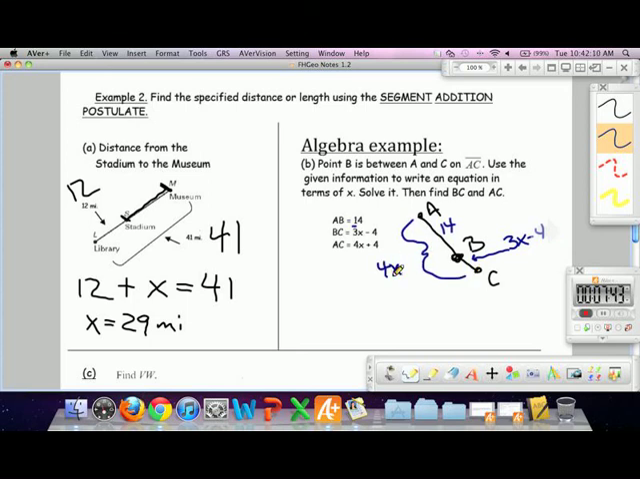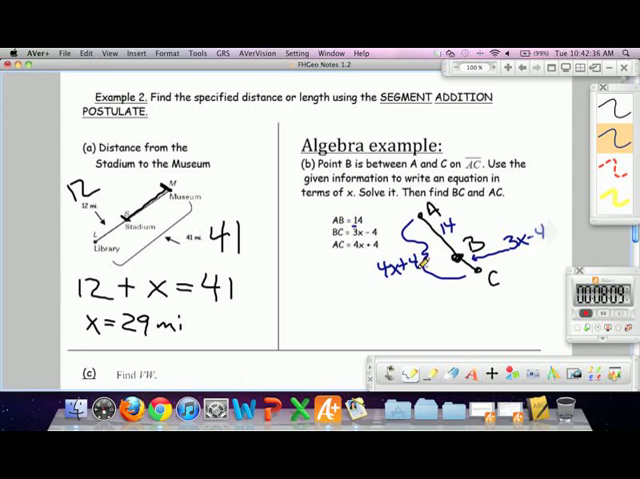Segment addition postulate says that first part plus second part should equal the whole. So what I want you to do right now is take this drawing, set yourself up an equation, and do three things. Solve for x, then use x to go back and find what the length of BC and what the length of AC should be.